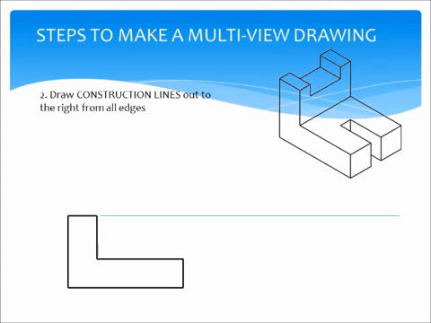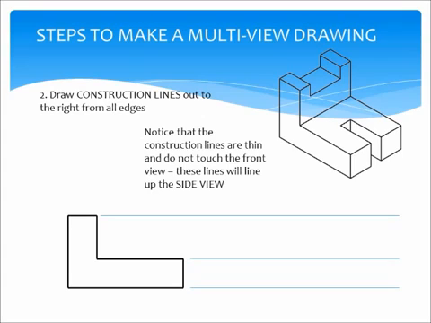There's a gap right here between the line and the part. We don't want that line touching. Also, you'll notice that it's a very, very thin line. There's my second line, and here's another line coming off that bottom edge. This is going to help us line up our side view. Again, you'll notice that the line is thin, and also that it is not touching the front view.